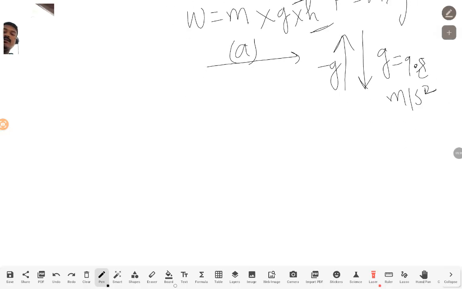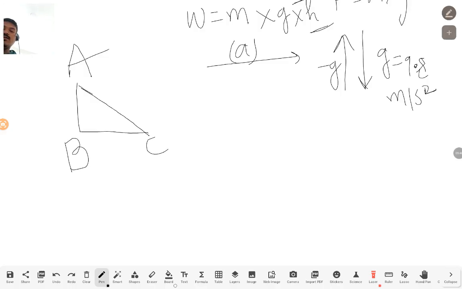Another formula. To understand this, we have to take a small look at the trigonometric concept. So there is a triangle A, B, C. Here is an angle. Here is an angle. Angles are represented by theta. What is theta?